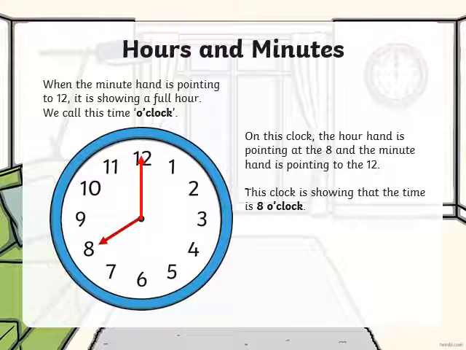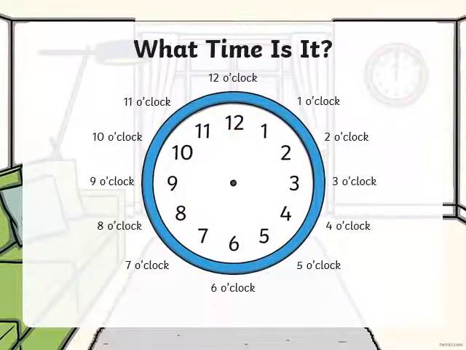On this clock, the hour hand is pointing at 8 and the minute hand is pointing to 12. This clock is showing that the time is 8 o'clock. Now let's see what time it is. Don't worry, it will get easy.